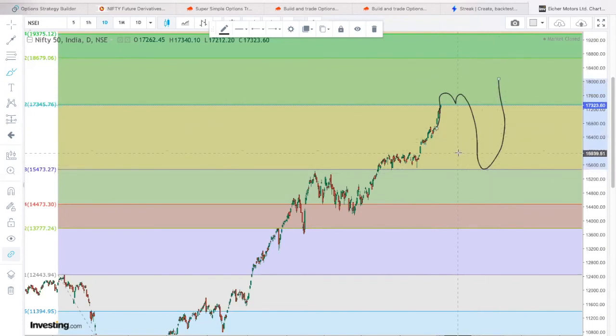It may fall up to somewhere here in this zone, and again it may reverse. This much downtrend we may expect, but we never know what the market does. But definitely next week, we are expecting a bearish move or some reversal. Let's hope for the best.